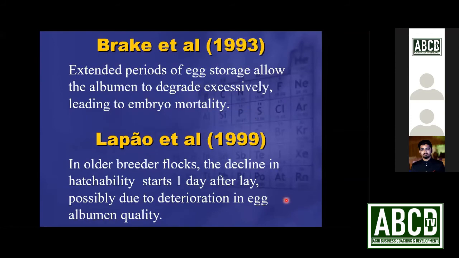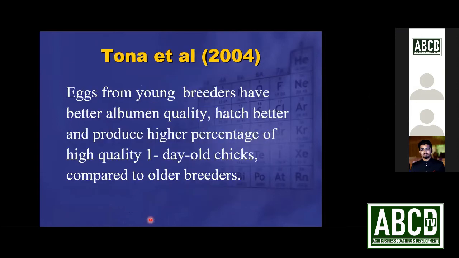What about delayed incubation? Extended periods of egg storage allow the albumin to degrade excessively, leading to embryo mortality. In older breeder flocks, the decline in hatchability starts 1 day after lay, possibly due to deterioration in egg albumin quality. You can see that both of these investigators say basically the same thing. That means there is a decline in the albumin quality with the age of the hen. And this other investigator said that eggs from young breeders have better albumin quality, hatch better, and produce a higher percentage of high quality one-day-old chicks compared to older breeders.